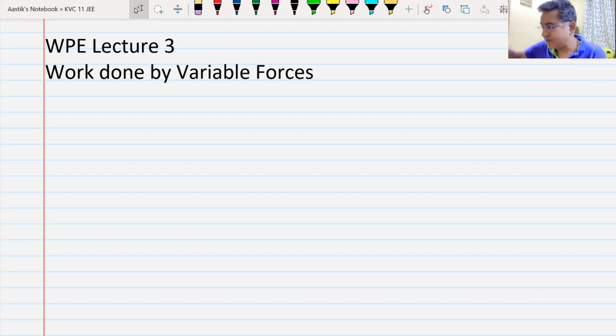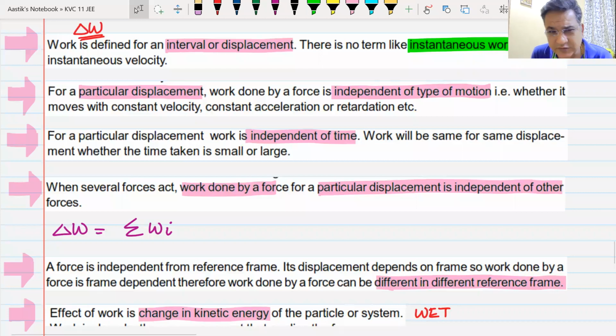This is lecture number 3, and we are dealing with work, work done by forces. In the previous class, we had seen some important points about work done by a force. And we had seen that work done is always defined for an interval. It does not depend on the type of motion.